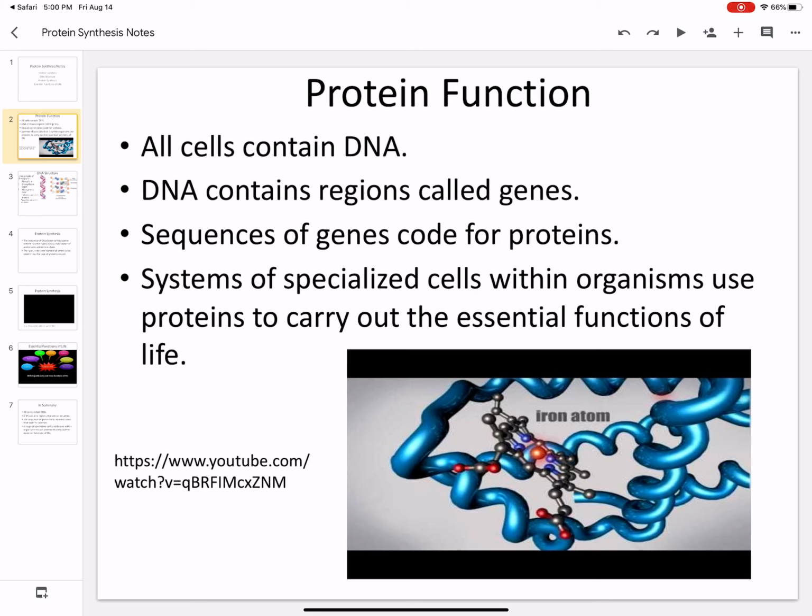DNA is found often in the nucleus of a cell if it's an advanced cell. If it's a primitive cell, such as a bacterial or prokaryotic cell, then it may be floating around in the cytoplasm. But we know that DNA, regardless of where it's located, contains regions called genes. These genes are sequences of bases that contain the code for a protein. Then these proteins do the work of the cells in order to give the cells their specialized functions. And of course, cells work together to make an entire organism with its specialized function.